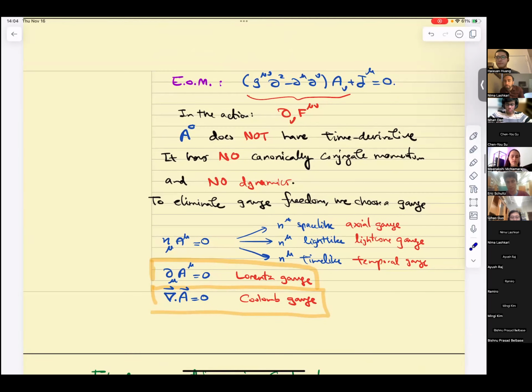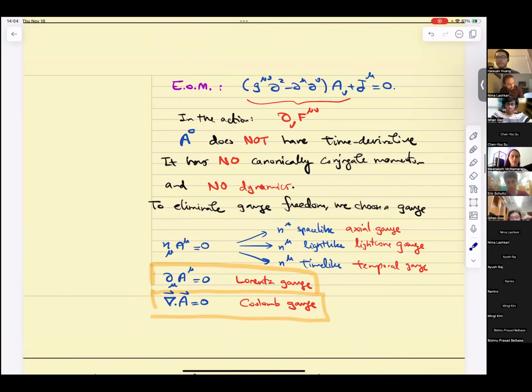Good. Any questions about what we're going to do? So in the remainder of this lecture, we're going to do Coulomb gauge quantization, canonical quantization. Then I'm going to comment on Lorentz gauge and path integrals.